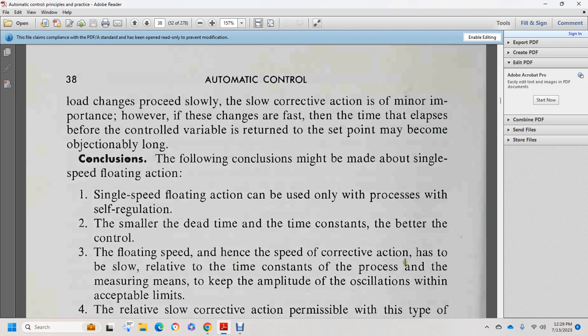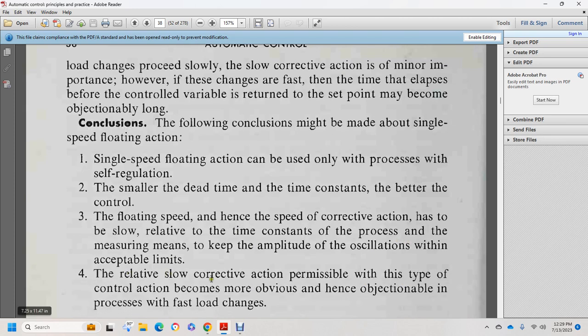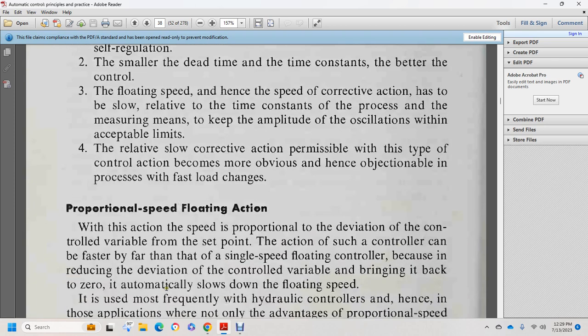Relative to the time constant of the process, with the measuring means, keep the amplitude of the oscillation within acceptable limits. Four, relatively slow corrective action is permissible. At the time the control action becomes the most obvious, hence objectionable, with the process first load changes.